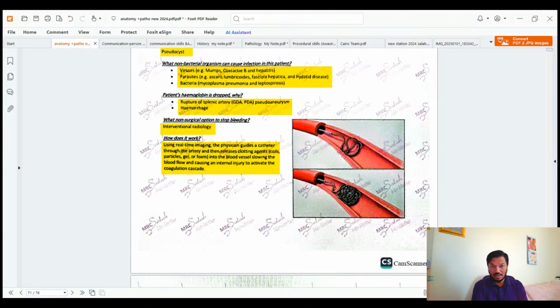Using a real-time image, the physician guides a catheter through the artery and releases the clotting agents: coils, particles, gels, or foam into the blood vessel, slowing the blood flow and causing an internal injury to activate the coagulation cascade.